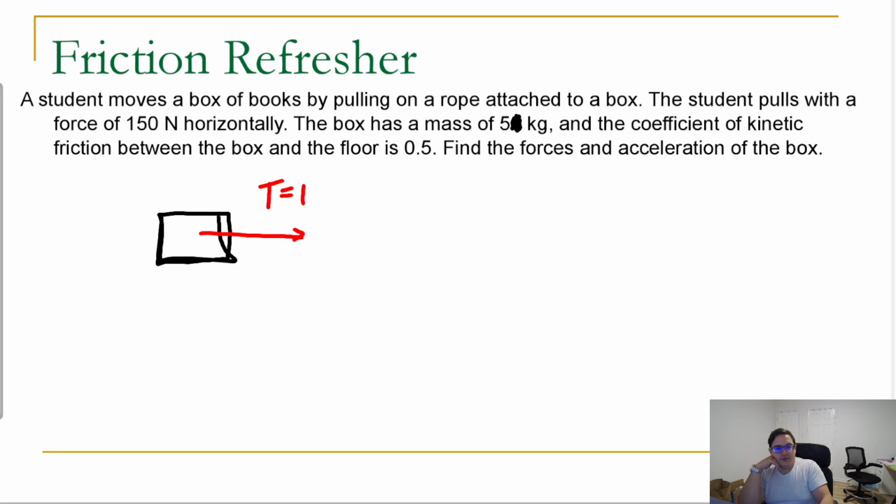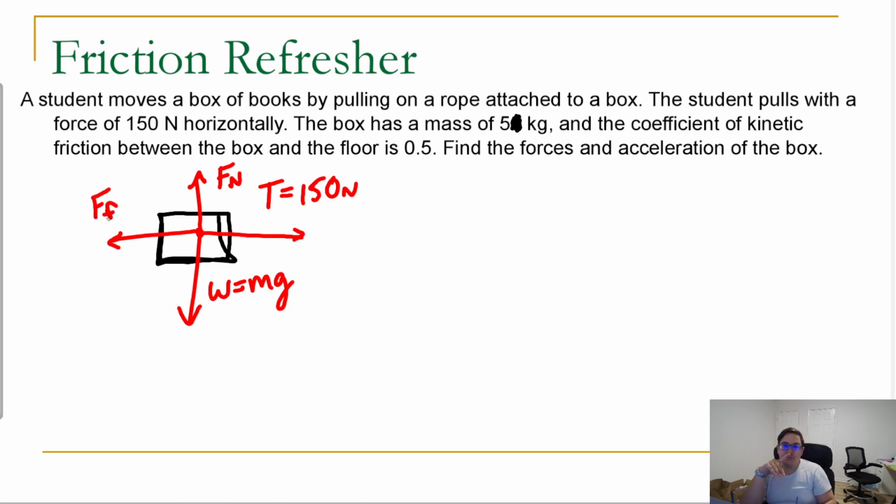tension, since it's a rope, is going to be 150 newtons. I know there's a downward force called weight, which is mass times gravity. There's an upward force called force normal. And there's a force to the left called force of friction. Boom, done. There's all my forces. But now let's find a number for them.